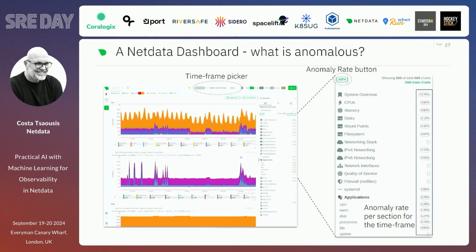Now, how do we use this? The first thing, this is a data dashboard. This is the main menu where sections appear. The entire set of metrics is visualized by default. You don't need to create dashboards. So the idea here is, you have this time frame and you know that something is wrong. You have a problem. What you do is click this AR button at the top. The data calls the scoring engine for everything, and it gives you a score next to every section. So you can know immediately what the machine learning thinks is interesting in this time frame.